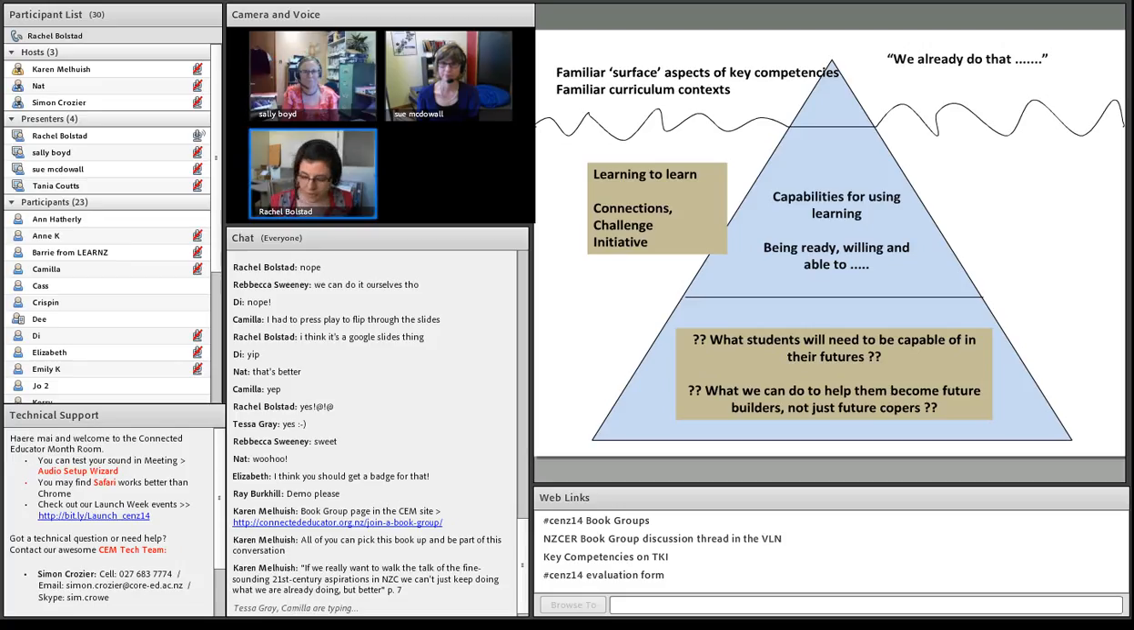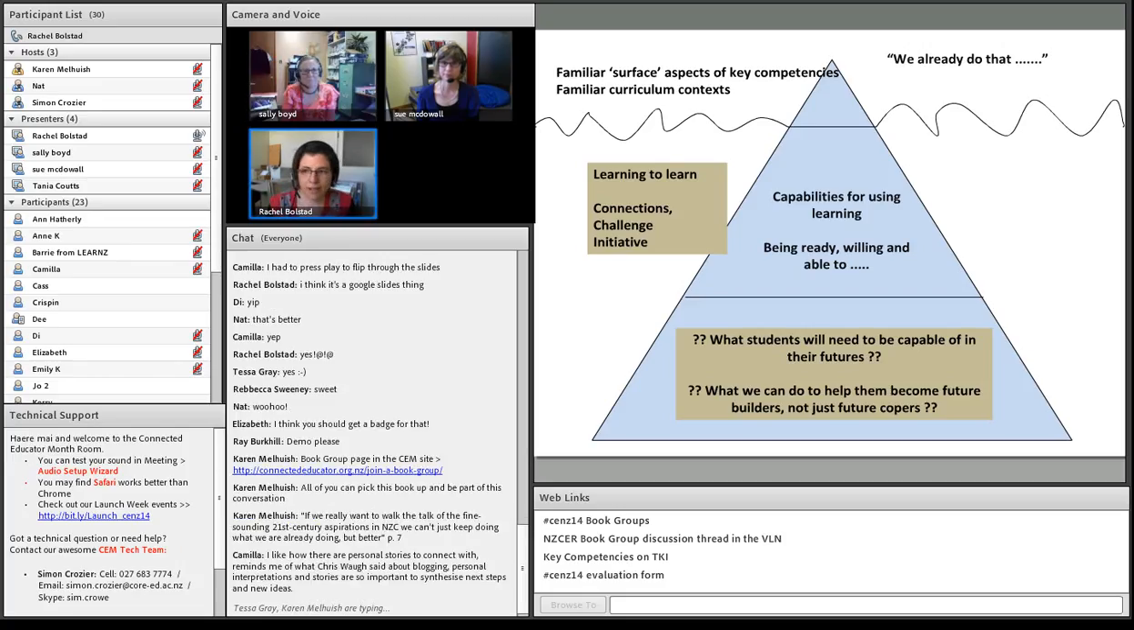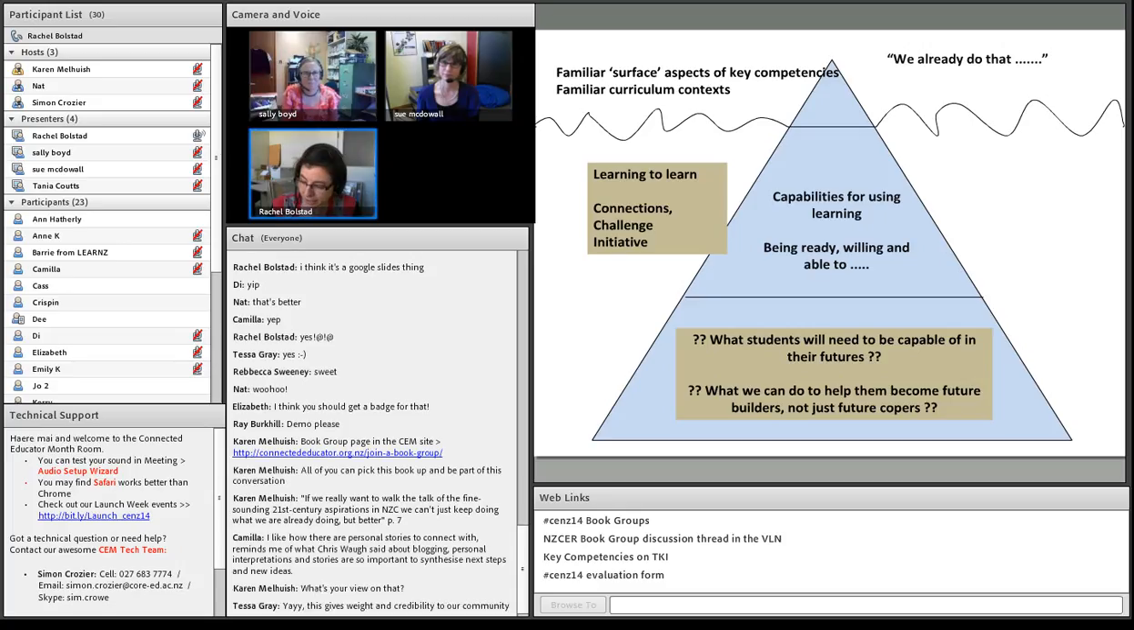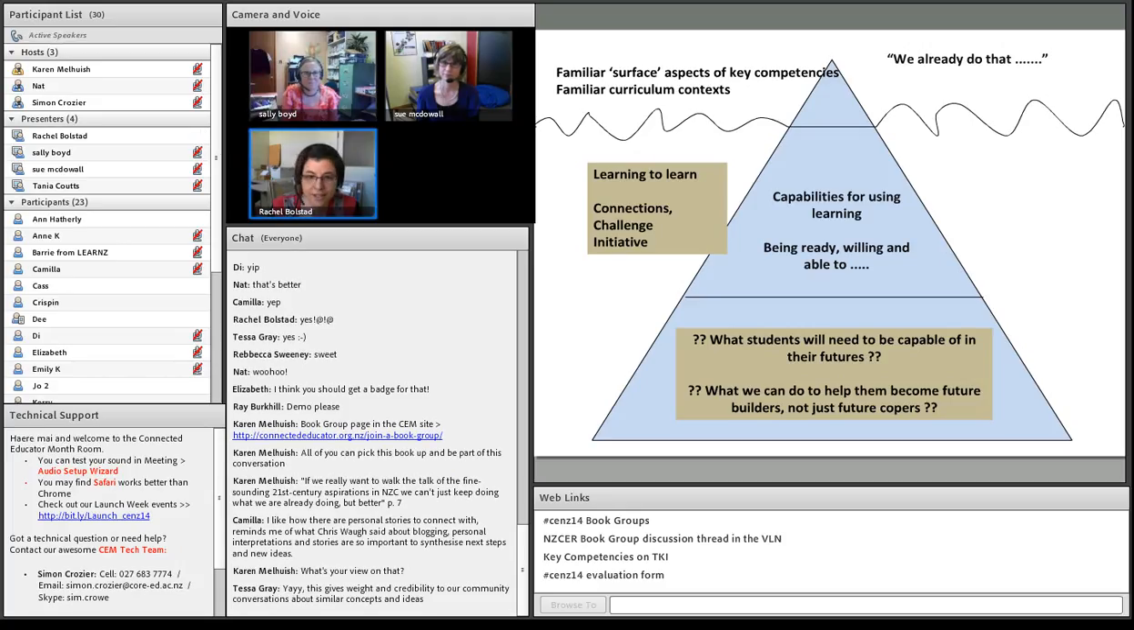So I wonder where all of you see yourselves in relation to the iceberg. Do you feel like you're still on the tip, or have you been starting to drill down into the depths?